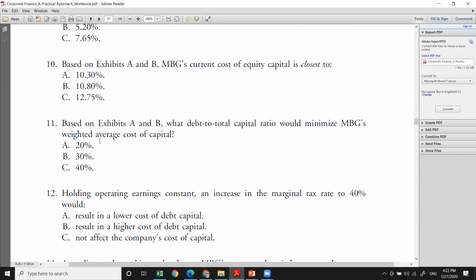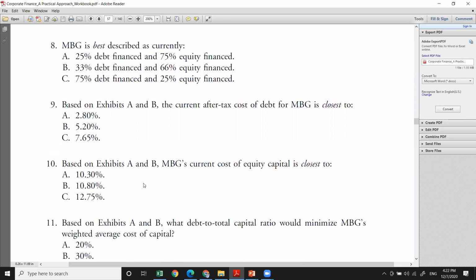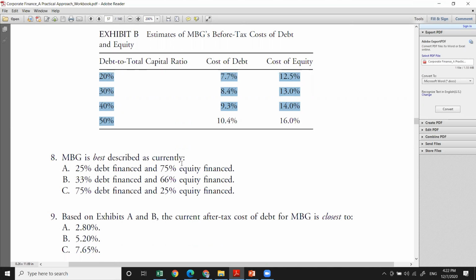Question 11, based on exhibit A and B, what debt to total capital ratio would minimize the weighted average cost of capital? So we need to estimate the minimum weighted average cost of capital, where it shows the minimized cost of acquiring certain capital and what proportion of debt to equity you should use in order to have the minimum level of your marginal cost. The proportions of debt to capital are given here: 20, 30, 40, and 50. So we're going to use all of them.